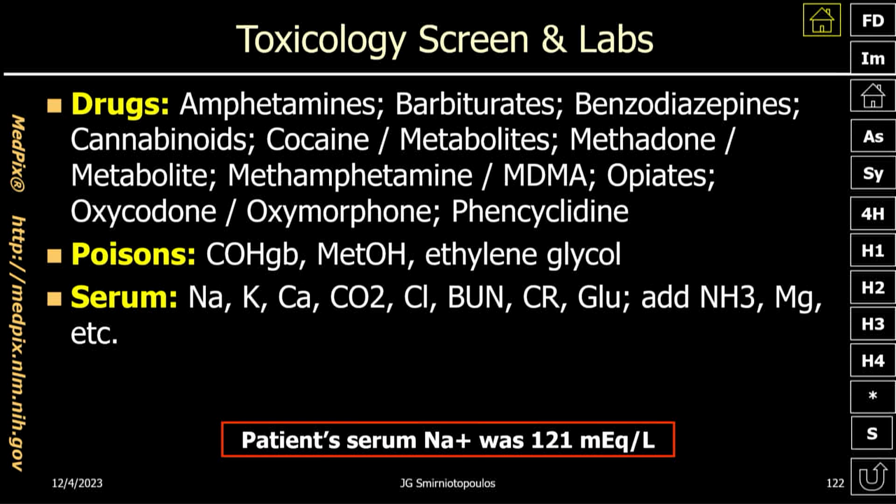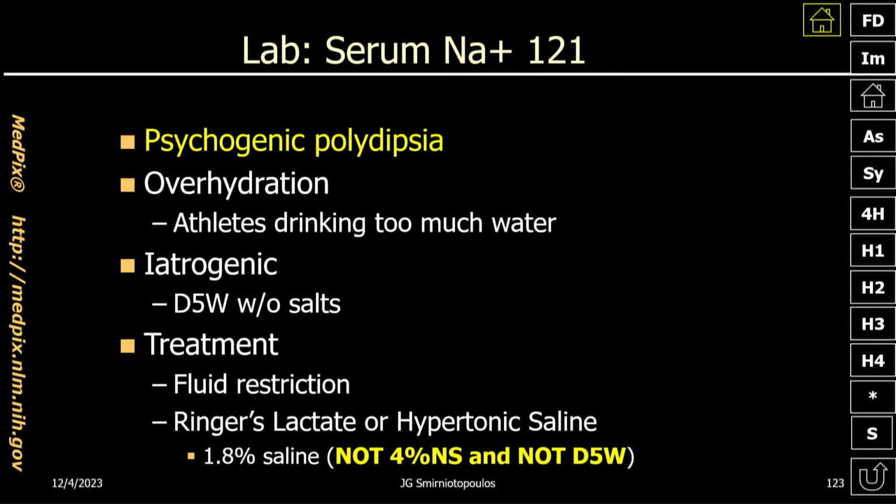So this patient's serum sodium was at 121. So this is what was wrong with this patient. This patient had water intoxication. This was a psych patient who had psychogenic polydipsia, but overhydration can cause this. You can have an iatrogenic hyponatremia because they could give the patient D5W instead of giving them some salt every now and then.